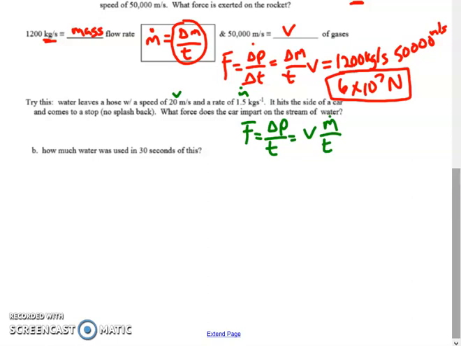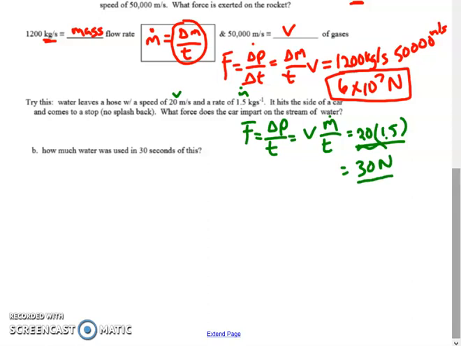It's coming out of the hose that quickly, so when we bring it to a stop, that gives us an idea of how much mass is hitting the car in any given time interval. When you understand it like that, the numbers are pretty easy: 20 times 1.5, I'm not going to put the units in, equals 30 newtons of force. And then we could ask, how much water was used in 30 seconds of this? Let's say we're aiming the hose at the car for 30 seconds. As the water impacts the car, it's feeling a constant 30 newtons of force.